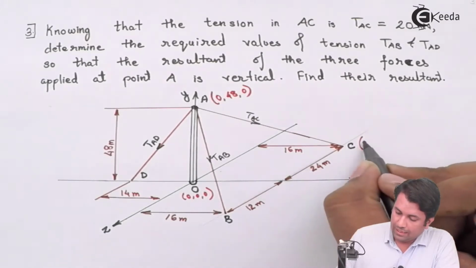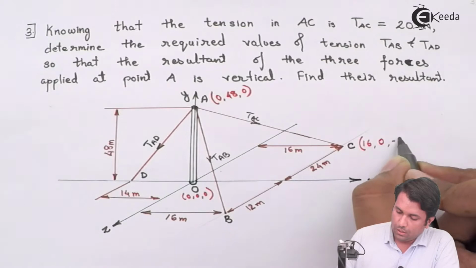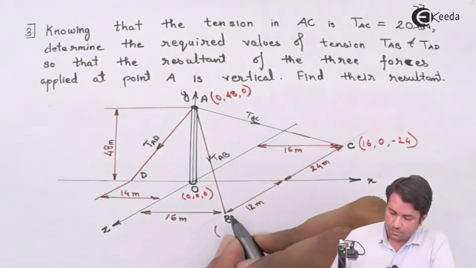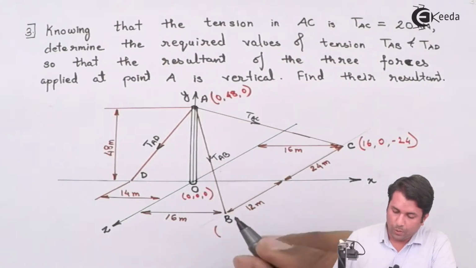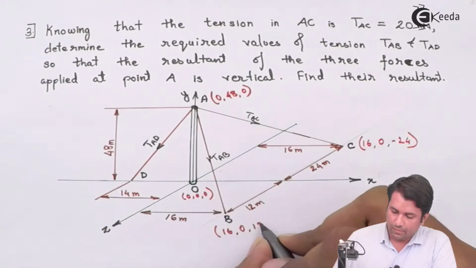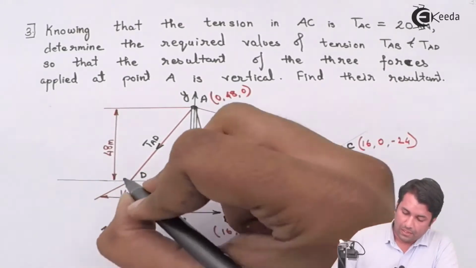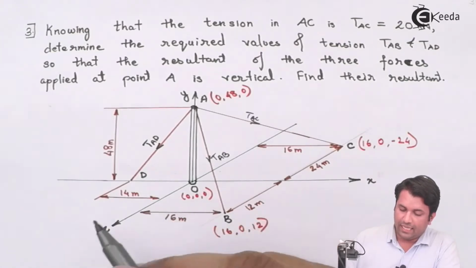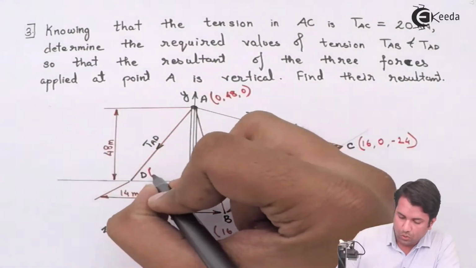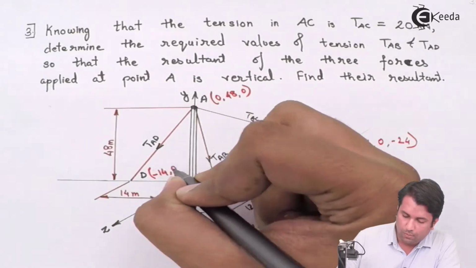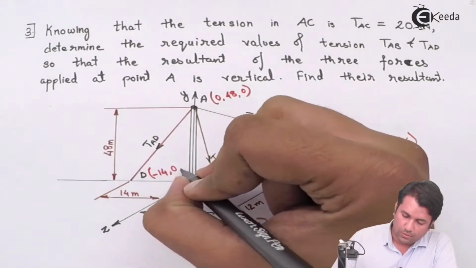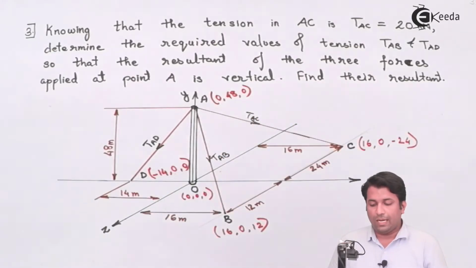So C is 16, 0, minus 24. Then B, since again it is lying in the xz plane, y coordinate will be 0. So x is 16, 0 and z is positive 12. For D, it is lying again in the xz plane, so y will be 0 and x is on the negative side, so minus 14 comma 0, and since this point is lying on the x-axis, the z coordinate will be 0.